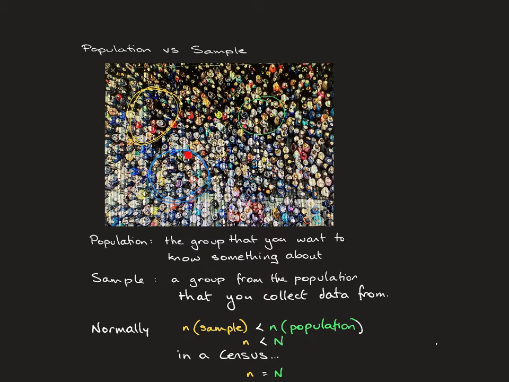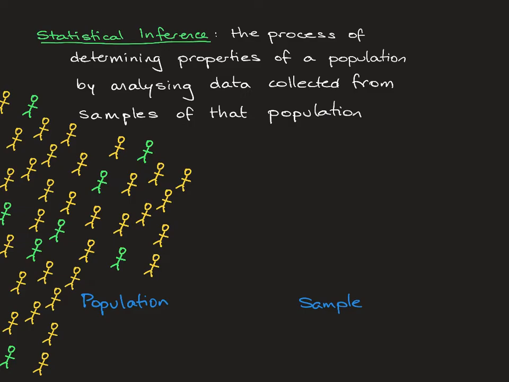Let's talk a little bit more about using a sample to work out characteristics of this population. Statistical inference is the name that we give to the process of determining the properties of a population by analysing data collected from samples of that particular population. So we've got a population over here of little yellow and green people, and I've labelled that section population. Now we can't see the whole population, it heads off in that direction there, but we've got a little bit that we can see here.